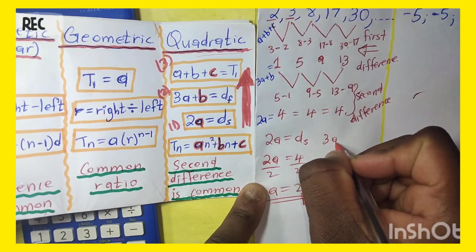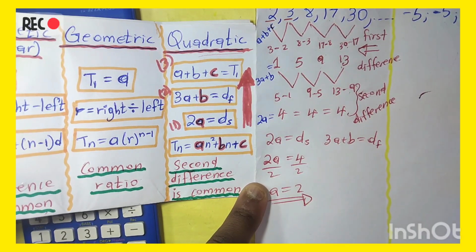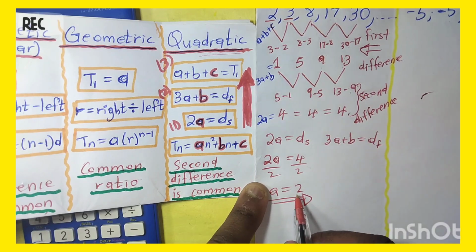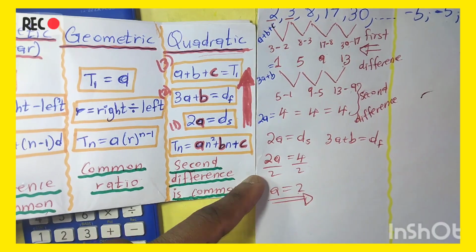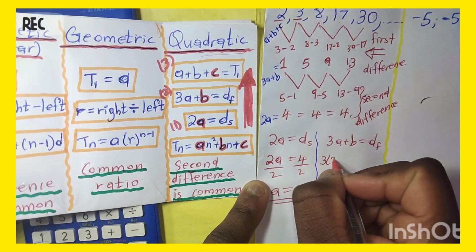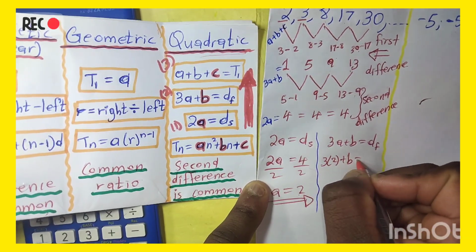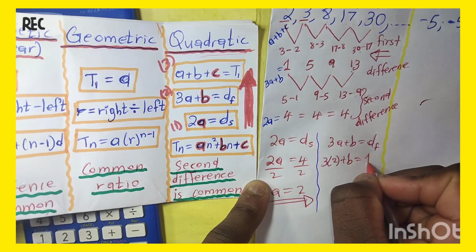So now I can focus on this equation: 3a plus b, which is equal to the first difference. Now I can just substitute. I know now the value for a. Let me separate this thing like this. It's 2 here, say plus b. But now my first difference is that one, which is 1.